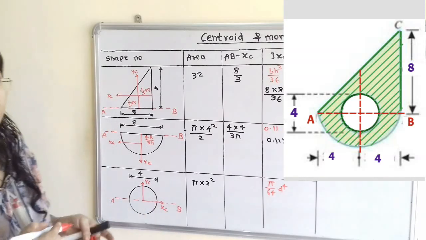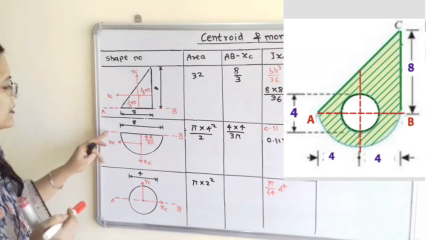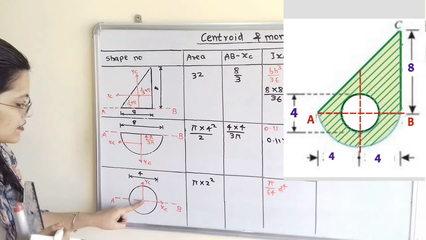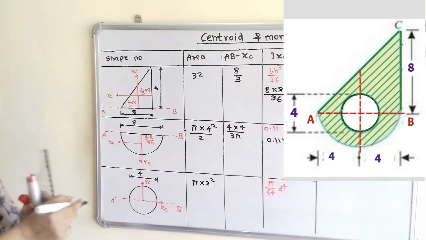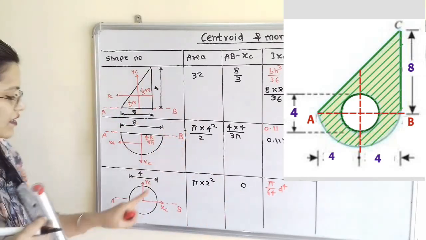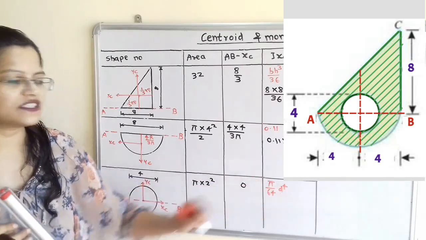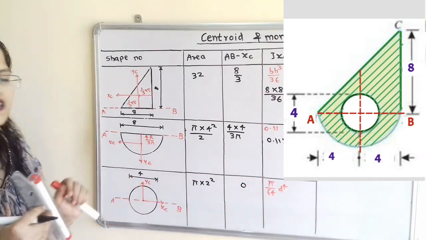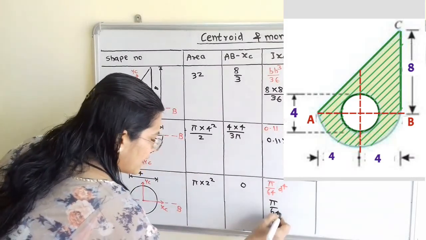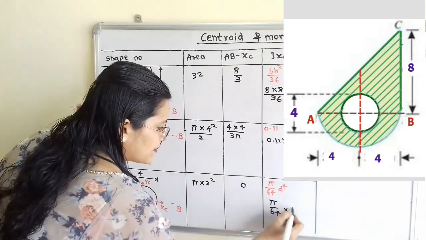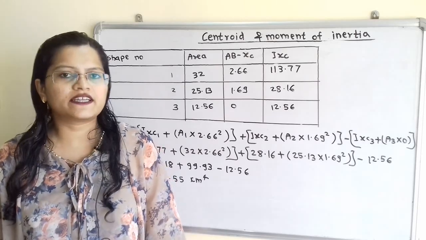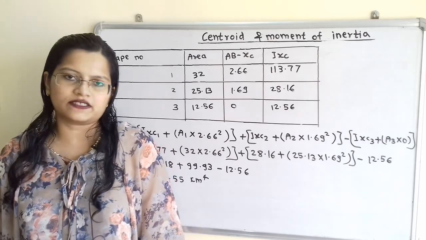If we observe the given diagram, then the axis AB is passing through the center of the circle. So if we observe the distance in between XC and AB, then it is equal to 0. Now we know that the moment of inertia along XC is pi by 64 d raised to 4, where d is the diameter. So we will write here pi by 64 and diameter is 4 cm, multiplied by 4 raised to 4.